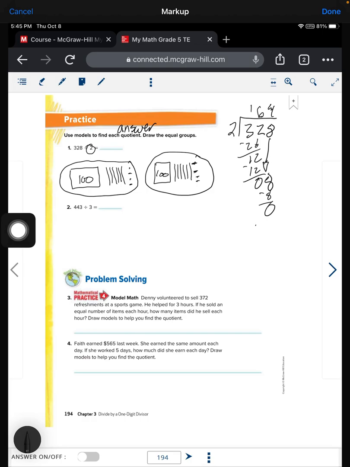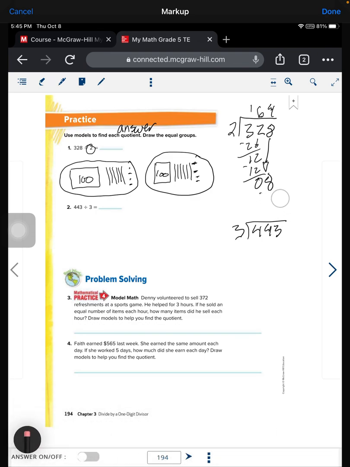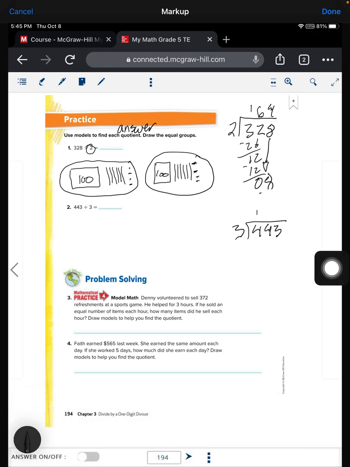443 divided by 3. I'm going to just erase this a little bit just so I have a little bit of space. You guys don't need to do that because I'm sure you have plenty of space. All right, let's begin. 3 will go into 4 at least 1 time. 1 times 3 is 3. Minus, bring down the 4. 3 will go into 14 4 times. 4 times 3 is 12. Would be 2. Bring down the 3.